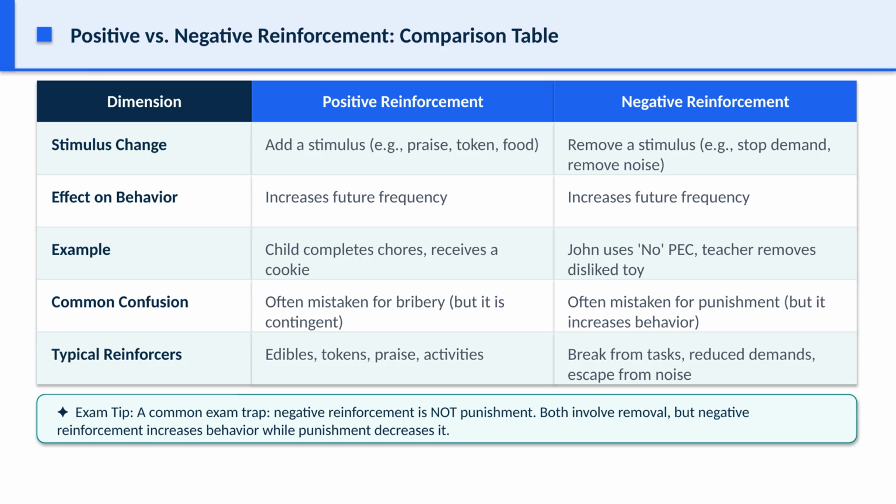Similarly, negative reinforcement is often mistaken for punishment because both involve removal, but remember, reinforcement always increases behavior, while punishment decreases it. On the BCBA exam, you must identify which contingency is operating based on whether a stimulus is added or removed and confirm the behavior's rate increases. Mastery of this comparison is foundational for designing effective behavior change programs and avoiding common confusions that appear in multiple-choice questions.